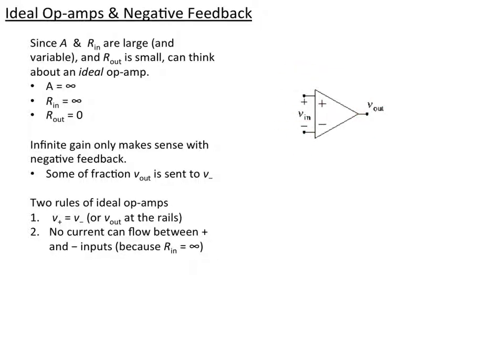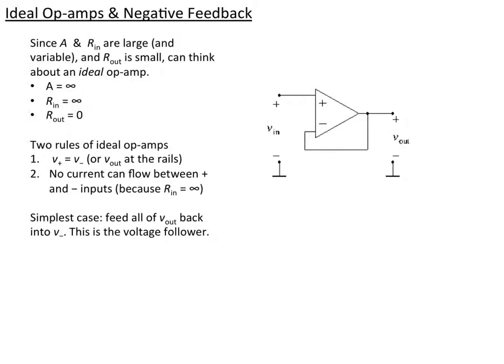Second, no current can flow from one to the other because there's an infinite resistance, basically an open circuit connecting the two. Using just these two rules, we can analyze any circuit with an op-amp that involves negative feedback.